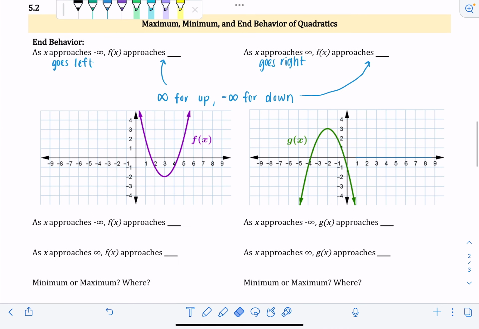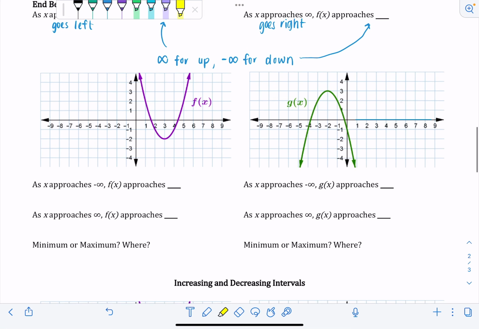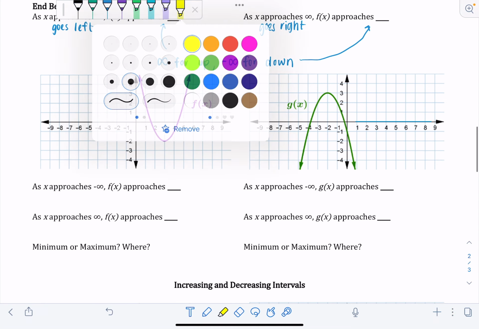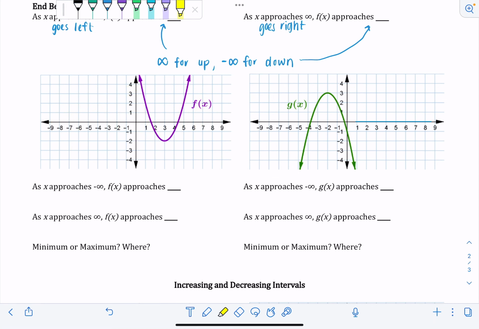So we're going to answer the end behavior for these two graphs. Like I said, I already have this stuff written out because that doesn't change. You should start the problem that way every single time. Okay, so I'm just going to focus on this graph on the left side first.